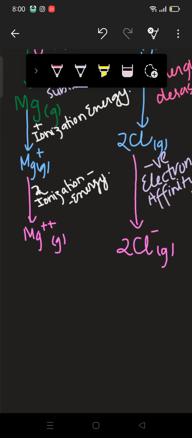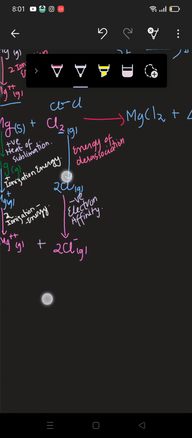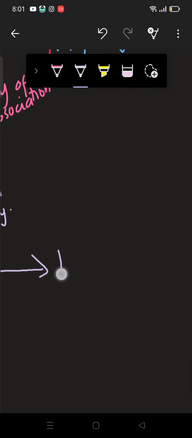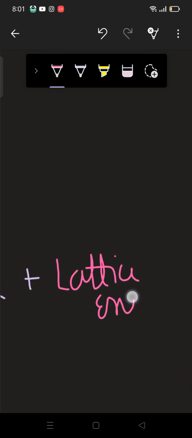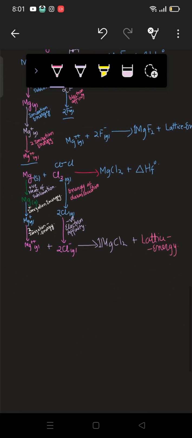Now this Mg double positive in the gaseous form will react with two atoms of chlorine negative in the gaseous form in order to make 1 mole of MgCl2 plus lattice energy, right? Here the energy is known as lattice energy, since lattice energy is the energy which is released along with the 1 mole of ionic compound produced from the gaseous reactants.